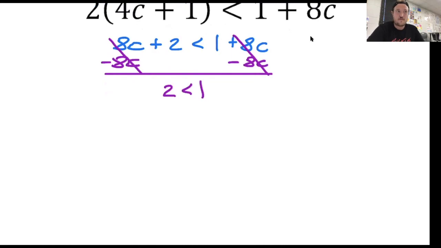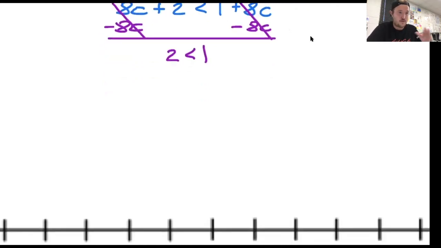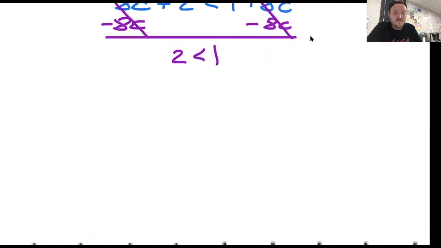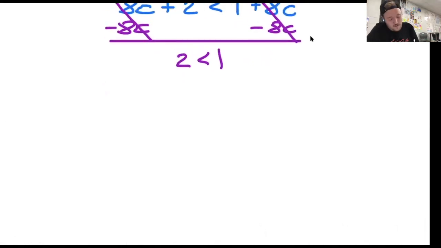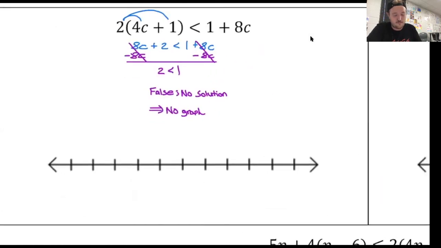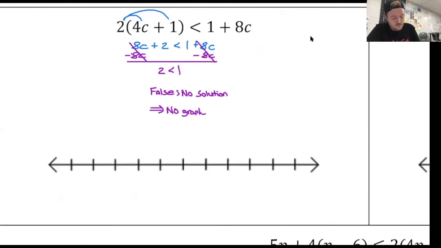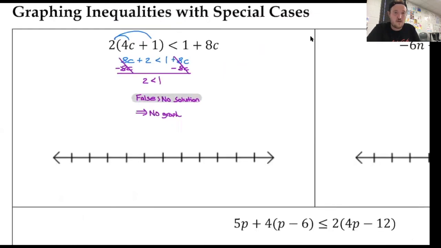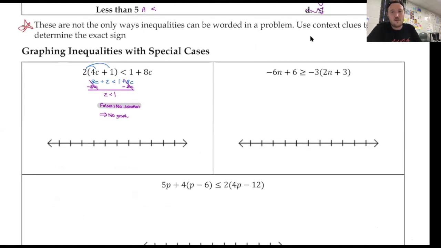So ask yourself, is 2 less than 1? If you have to say it out loud, say it out loud. So 2 is not less than 1. So that means this is false. Which if it's false, that means there is no solution. So this implies that there is no graph. You can't graph no solution. Moving on.